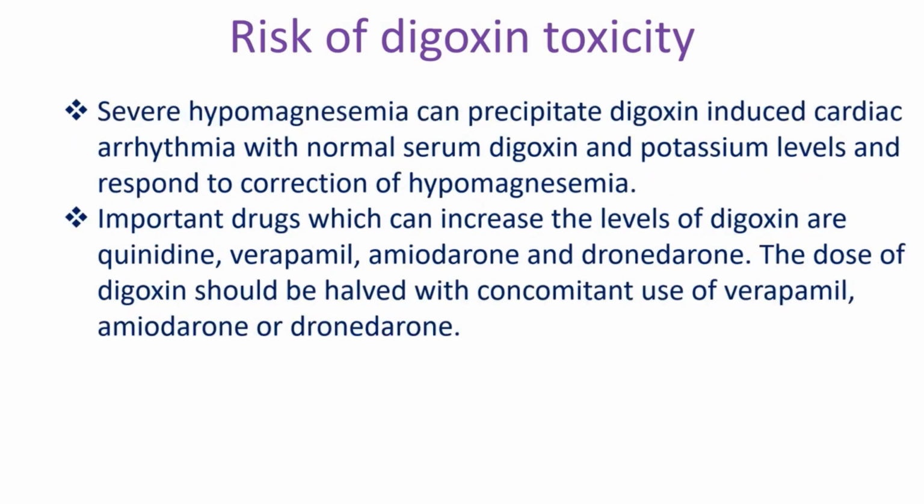Severe hypomagnesemia can precipitate digoxin-induced cardiac arrhythmia with normal serum digoxin and potassium levels and respond to correction of hypomagnesemia. Important drugs which can increase the levels of digoxin are quinidine, verapamil, amiodarone and dronedarone. The dose of digoxin should be halved with concomitant use of verapamil, amiodarone or dronedarone.